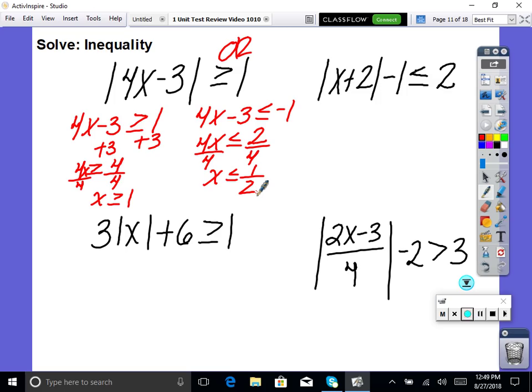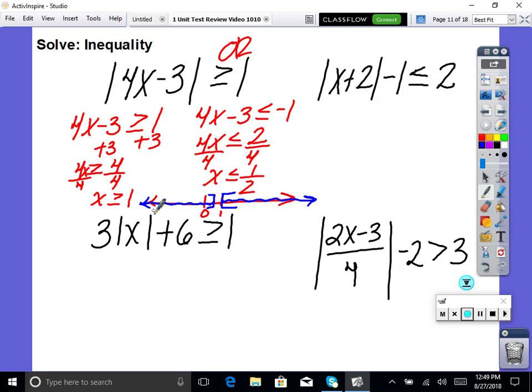So on a number line, any x values larger than or equal to 1, and less than or equal to 1/2. So I'm going to do it in blue. Larger than or equal to 1, so these solutions get to come, or any x values below 1/2. Right here's 1/2, and it's a bracket, and any x values below. Either answer gets to come.